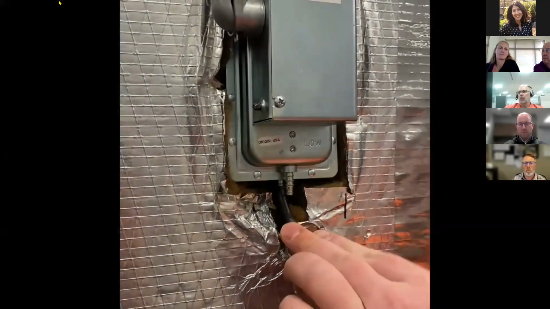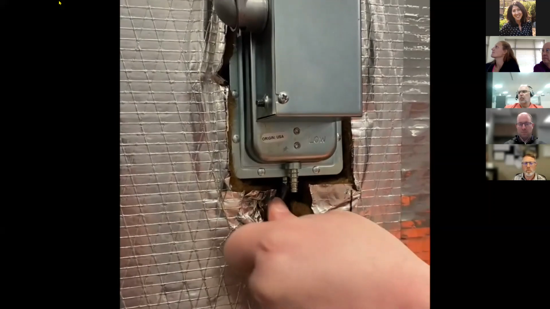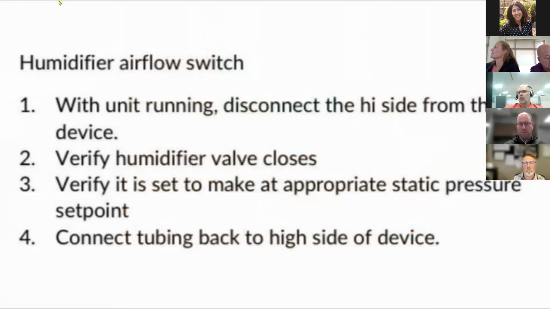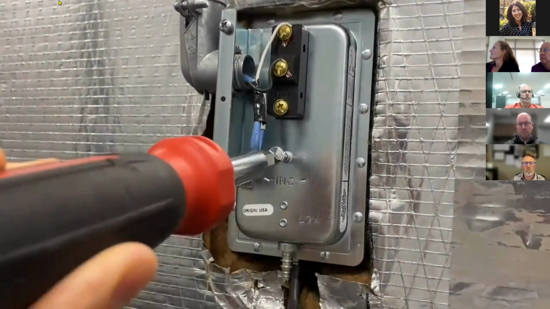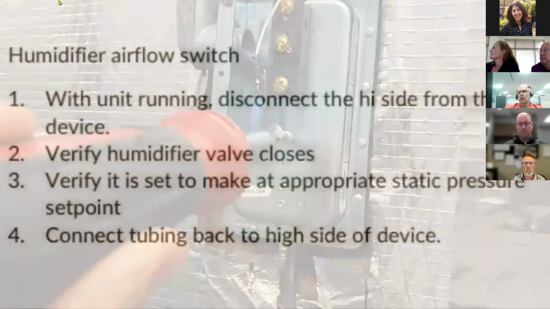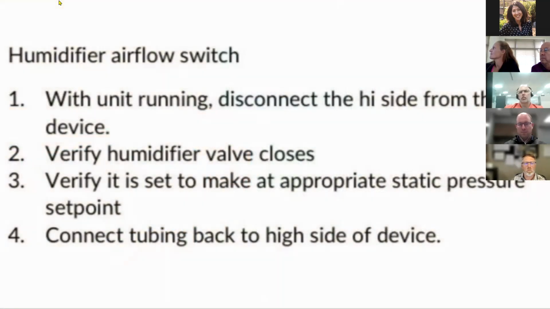To test the airflow switch, disconnect the high side from the device. This will equalize pressure to both ports, and the device will no longer be made. Again, you should hear the humidifier valve shut and visually verify it closes. To set this device to an appropriate pressure, use a squeeze bulb and magnehelic pressure gauge, like Rachel used in demonstrating the low suction safety. Remove the cover and adjust the set screw as needed. When complete, return the cover and reconnect the tubing to the high side of the device.